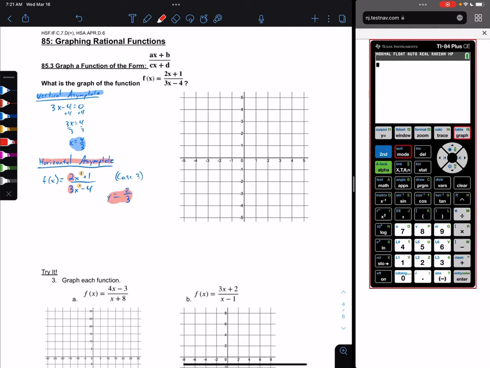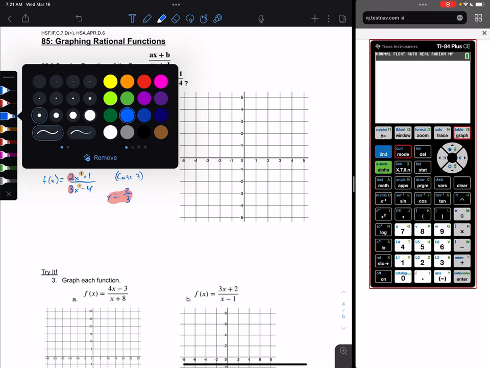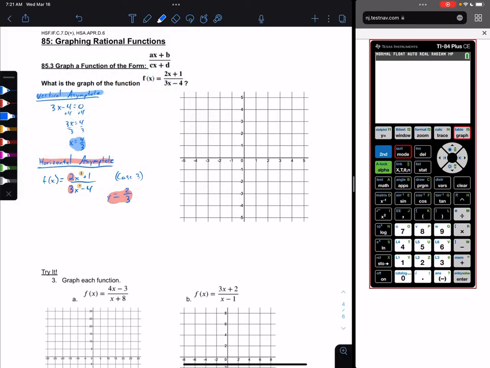All right, so let's plot those. For the vertical asymptote, I'm going to highlight this here to make it a little bit thinner, which might be easier to see. So the vertical asymptote is 4/3, or that is the same as 1 and 1/3. So we're going to put a vertical asymptote about here. Now you'd normally use a dotted line. I just want to make it a little bit more visible.